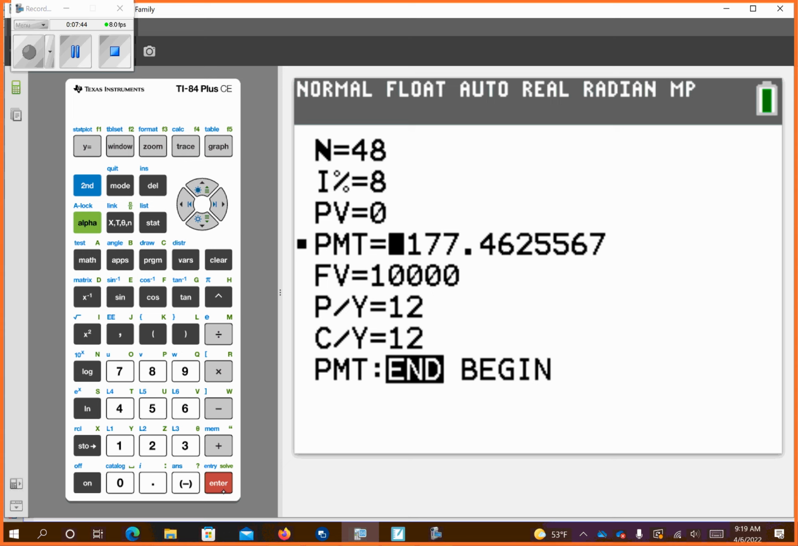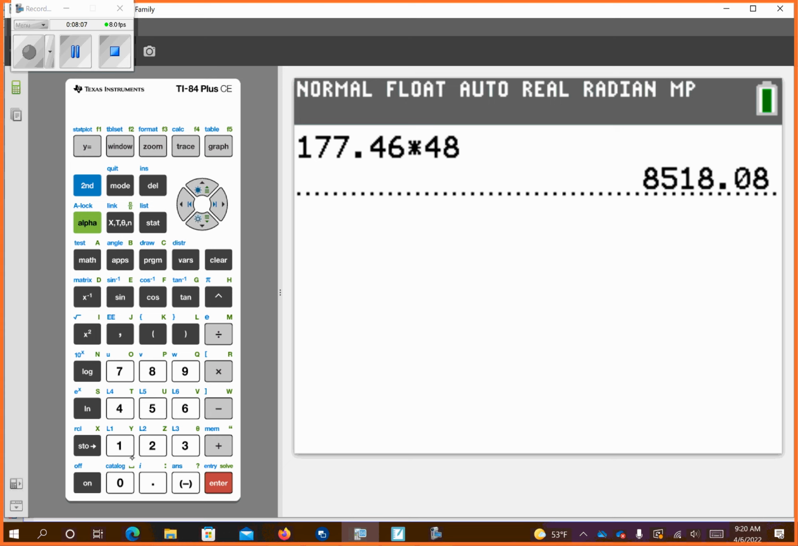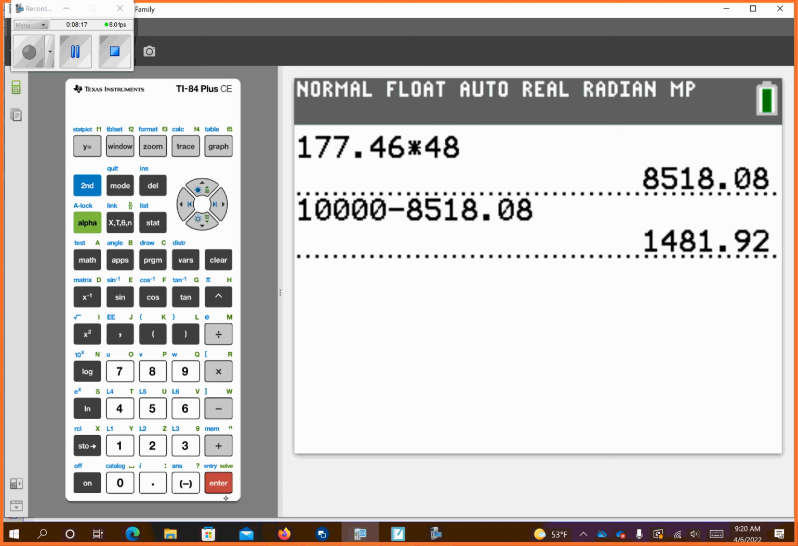And then how much interest will the account earn in 4 years? Okay. So I'm going to make a payment of $177.46. And how many months did we say? 48? So that's how much we would have had to put in. So we live off the interest. Or we made $1,481.92 interest.